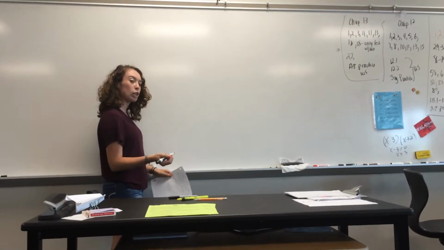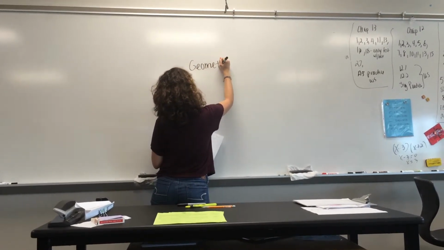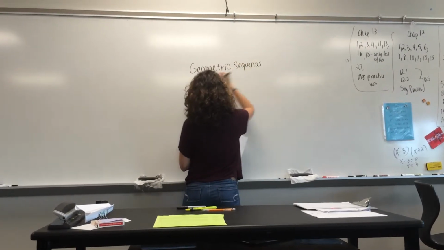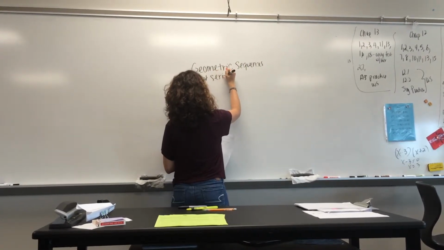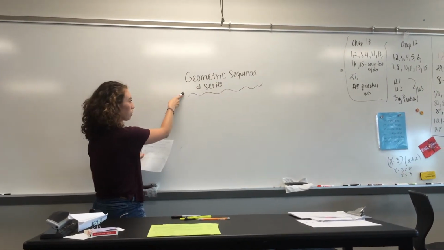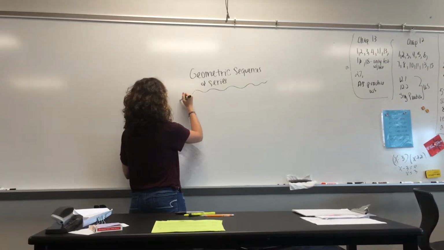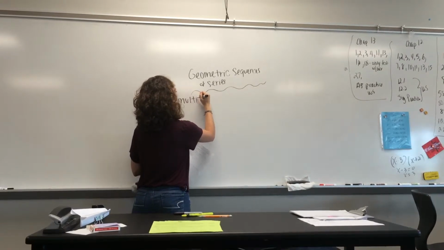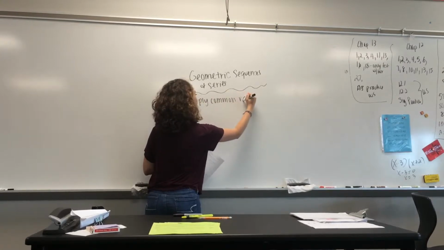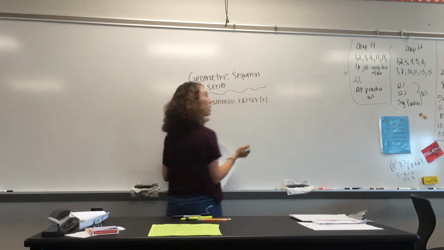Alright, today I'll be teaching about geometric sequences and series. So when finding a geometric sequence or a series, sum or the nth term, you multiply the common ratio r to get each successive term.